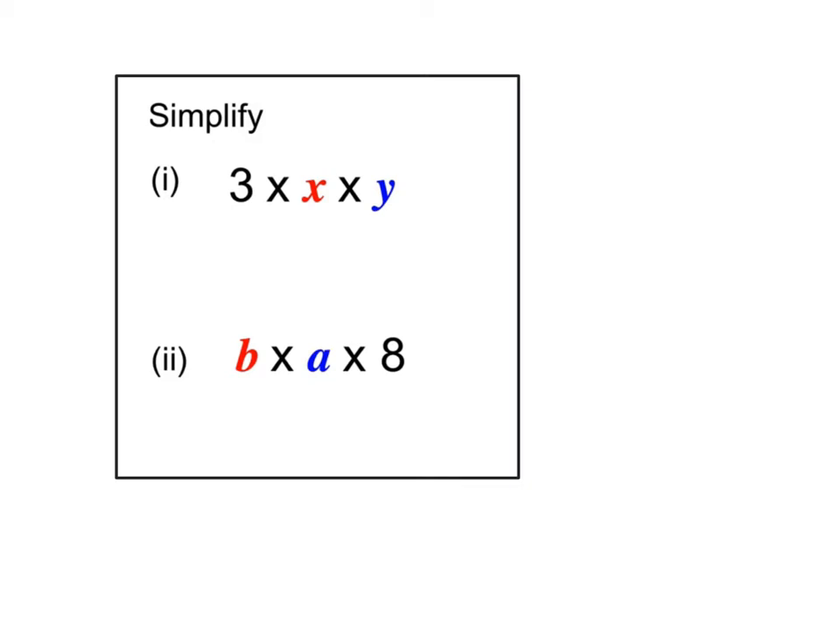Simplify 3 times x times y. In algebra, we don't use the times symbol, we just miss it out. So this would be 3xy.